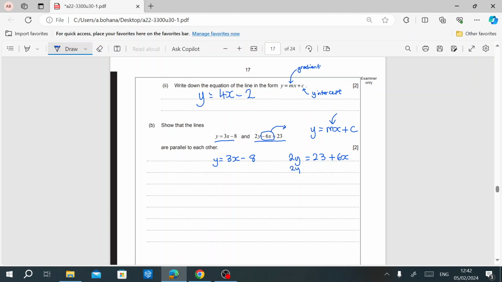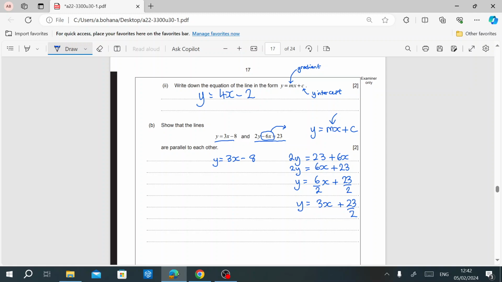So let me just make this a bit neater. So we've got it in the same form, letter followed by number. Right, get rid of the 2 now. So y is equal to 6 divided by 2x plus 23 over 2. And if you divide 6 by 2, the answer is 3x. And then just keep that as 23 over 2.